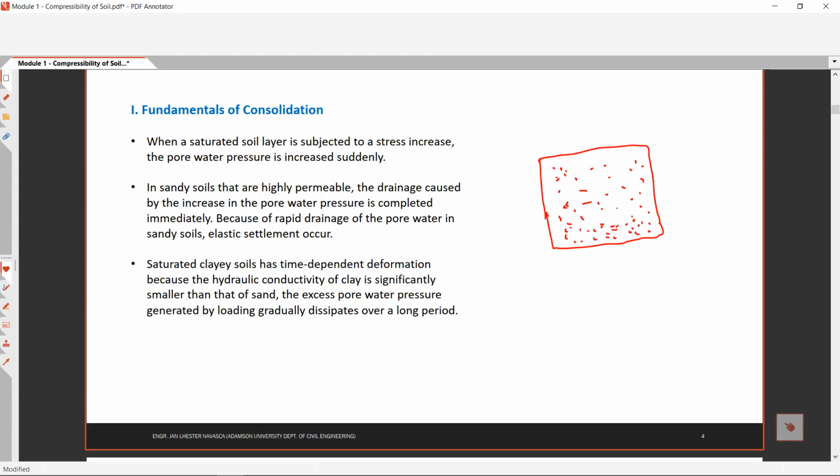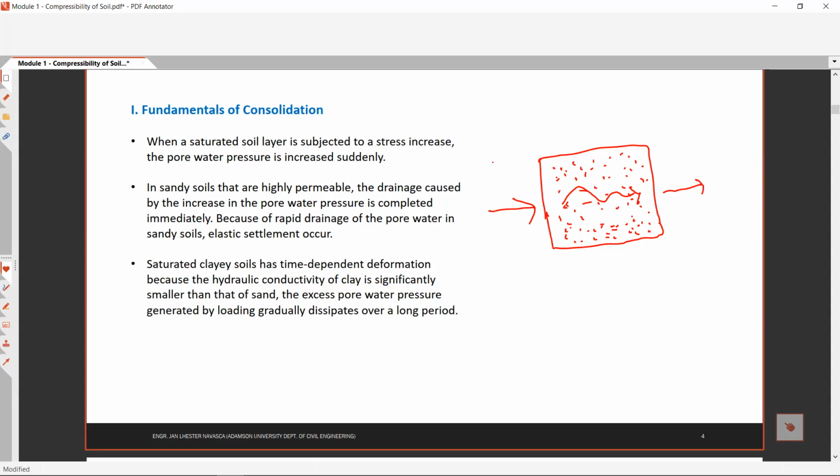So, for example, this one. In sandy soil that are highly permeable, as you all know, since sandy is highly permeable, madaling mag-flow through yung water dito. Diba? So, at the time na may stress increase at the top or at the ground surface, the increase in the pore water pressure is completed immediately. So, mabilis siya matapos. Because of that rapid drainage of the pore water in the sandy soil, elastic settlement lang yung mangyayari dun sa ground surface.